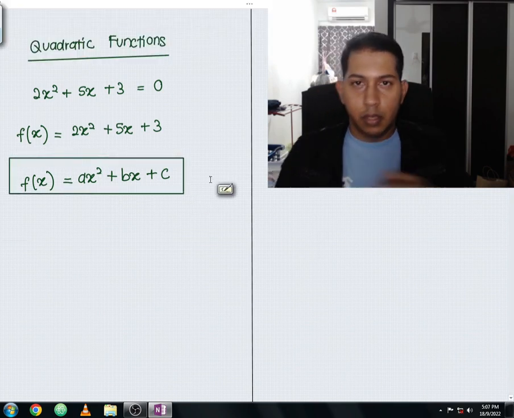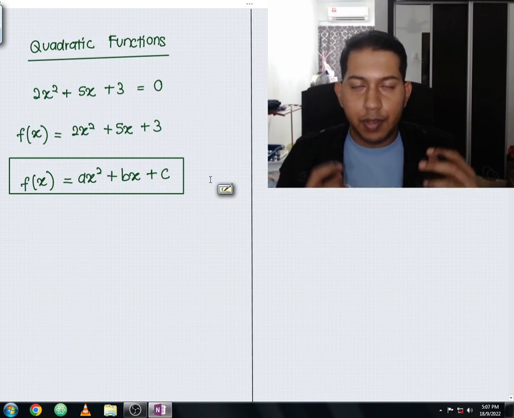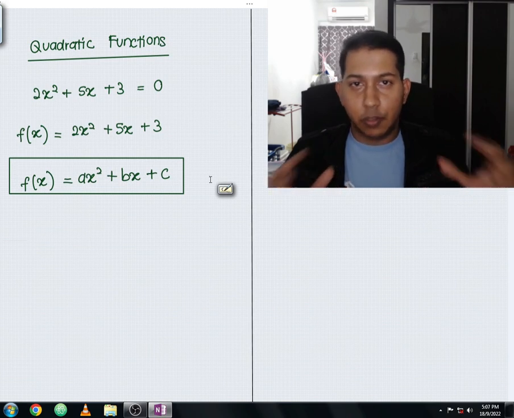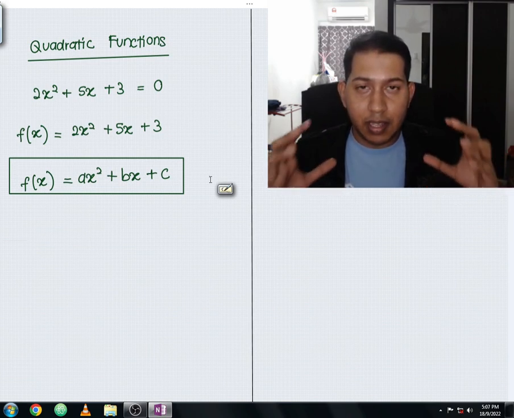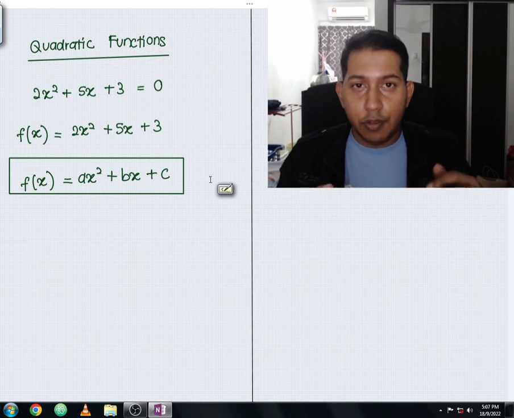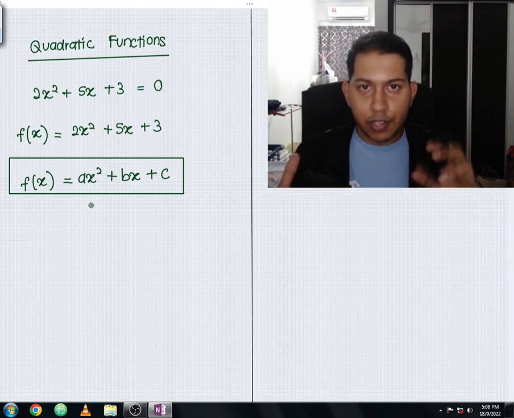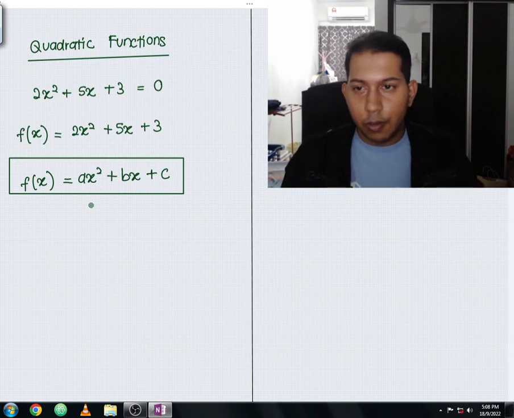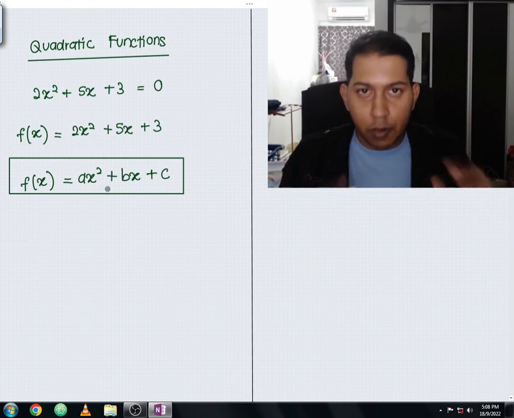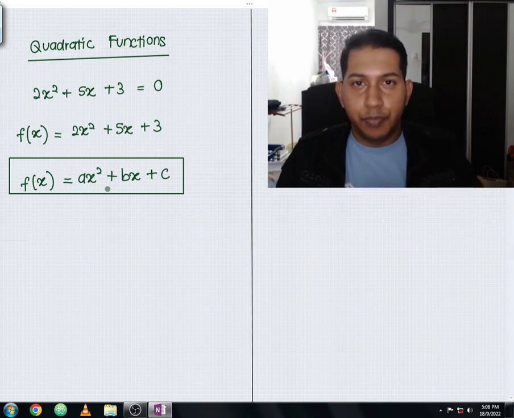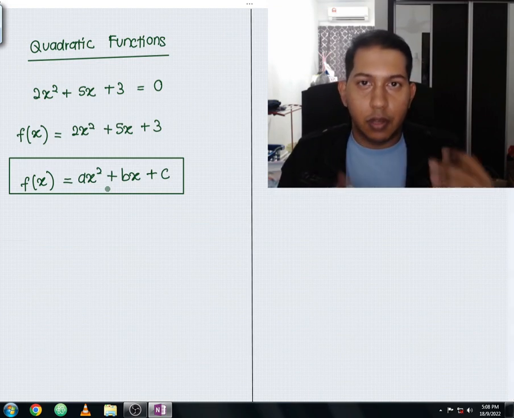Remember, guys, I told you in the first half of this chapter that you need to master the completing the square method, because it is very important and you are going to use it a lot in this new subtopic, the quadratic functions. If you managed to master it, that is good because it's going to help you. But if you haven't, my suggestion is to quickly go back to the completing the square method and go through it.